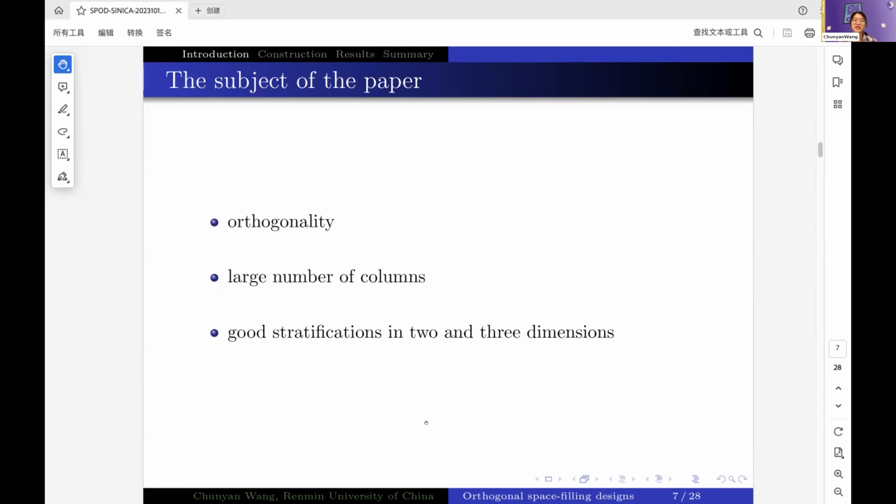So here is the subject of this paper. That means we want to construct some designs with desirable orthogonality, and we want the design to accommodate a large number of columns, and the design has good stratifications in 2 and 3 dimensions.